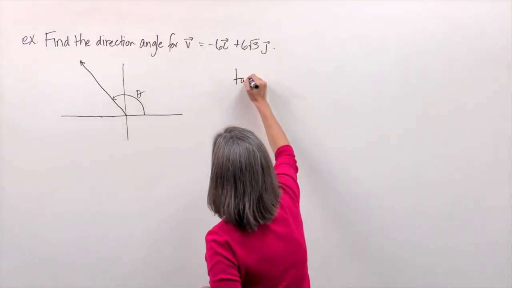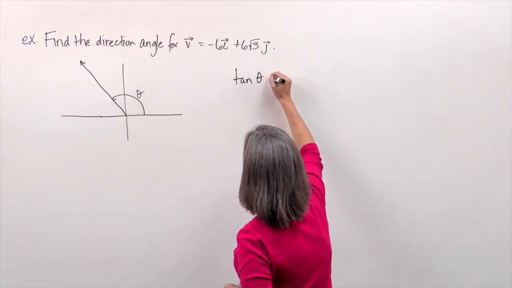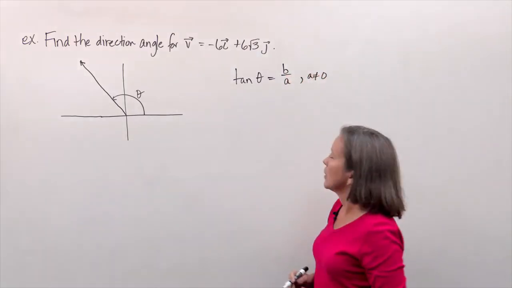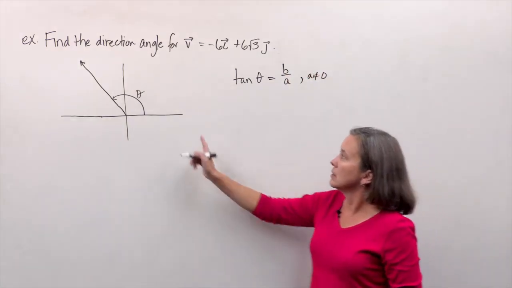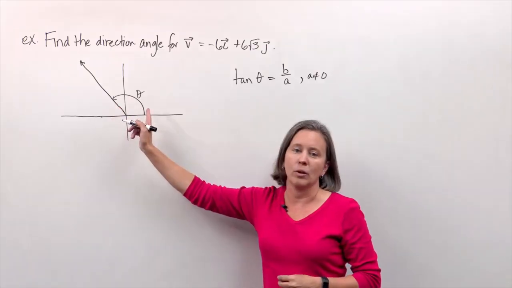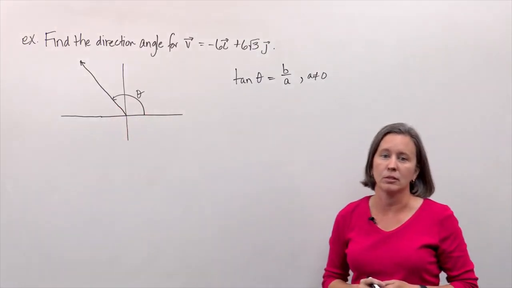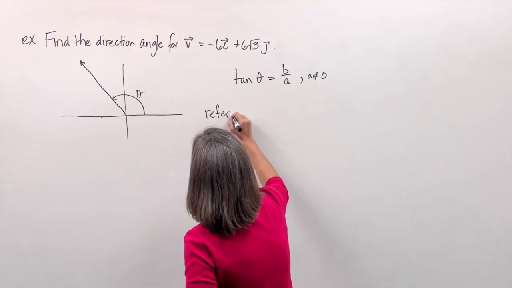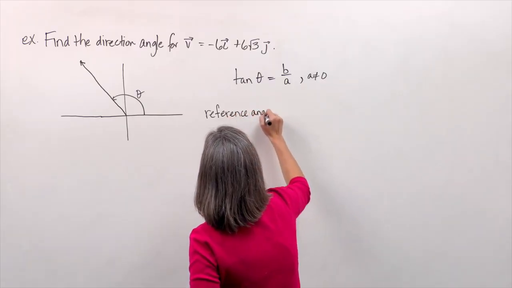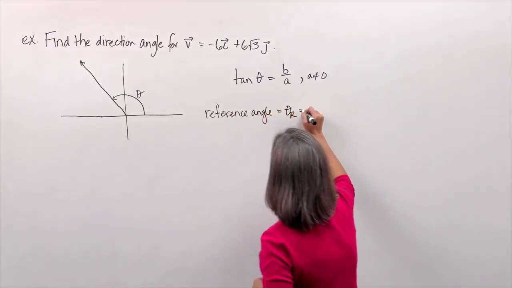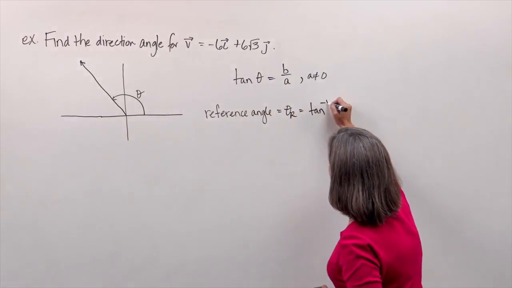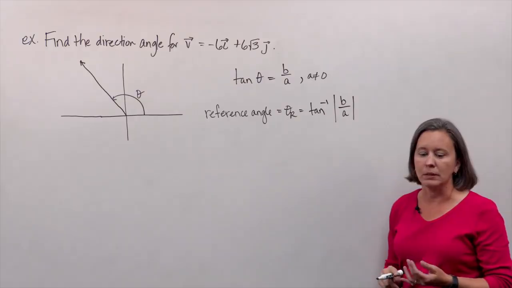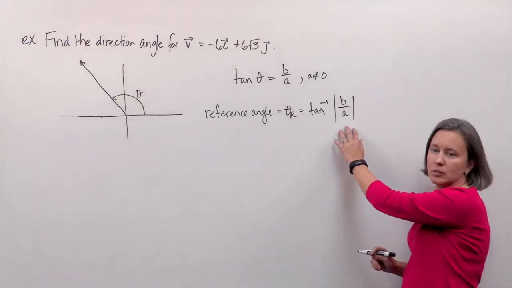We know that this angle has to satisfy tangent of theta equals b over a, where a is not 0. Because the terminal side of our angle is not in quadrant 1, we will use a reference angle to find theta. The reference angle is the inverse tangent of the absolute value of b over a. Remember that a reference angle needs to be positive and acute, so the absolute value is important here.